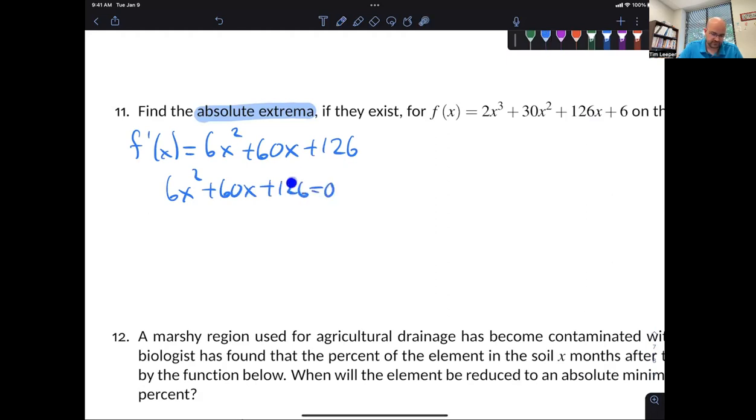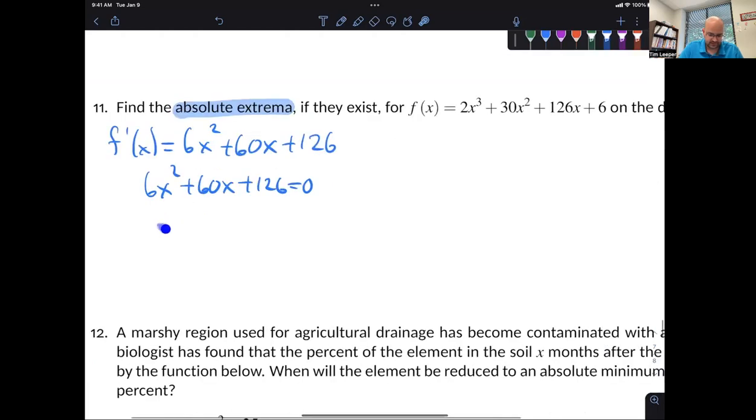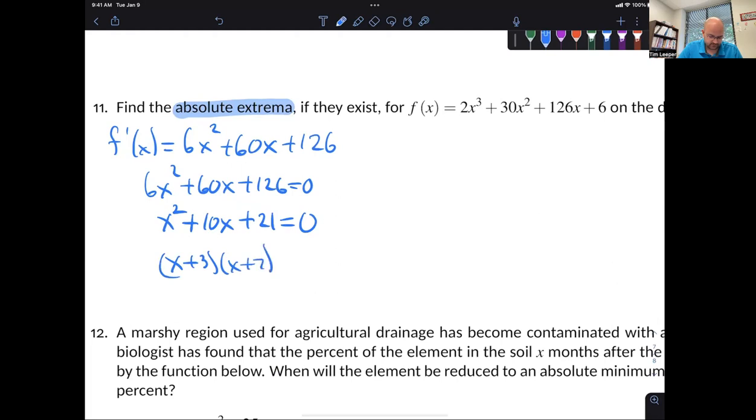Notice that they're all divisible by 6 here. So if I divide all of them by 6, that gives me x squared plus 10x plus 21 is equal to 0. And I can factor this then. So the factoring means that I have x plus 3 and x plus 7 all equal to 0, which gives me x equals -3 and x equals -7 as critical points.